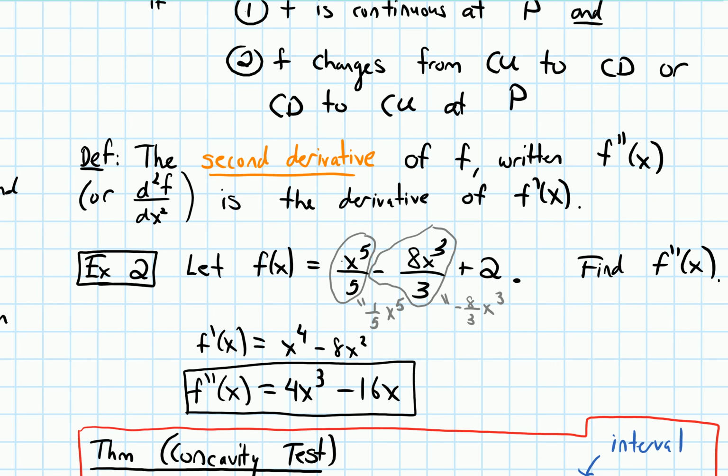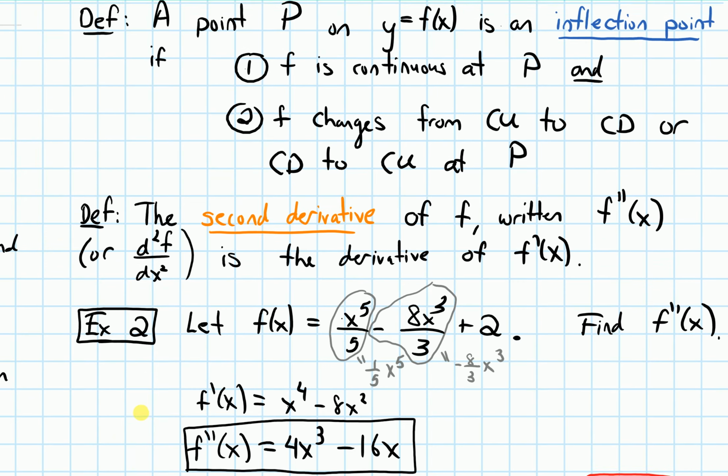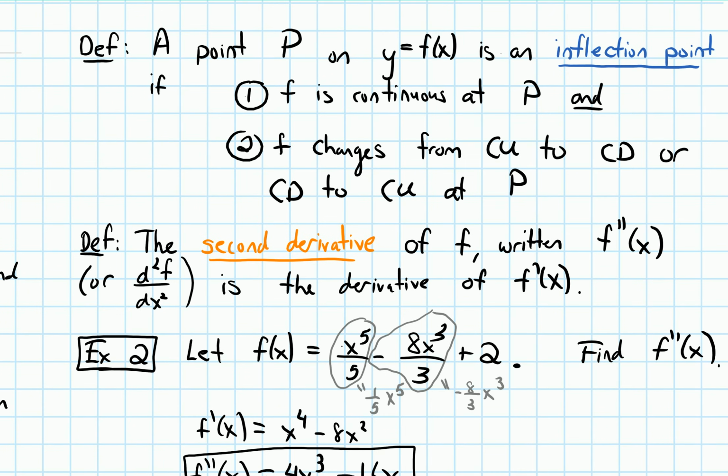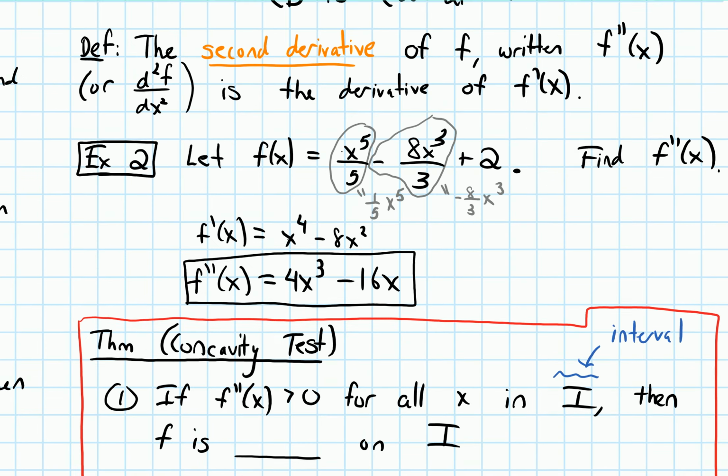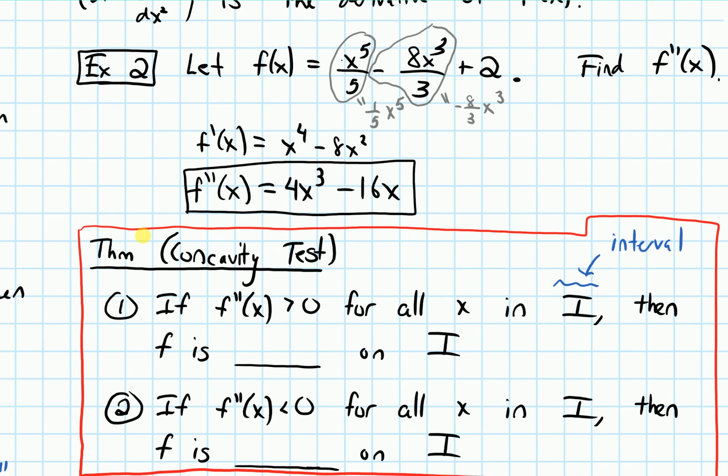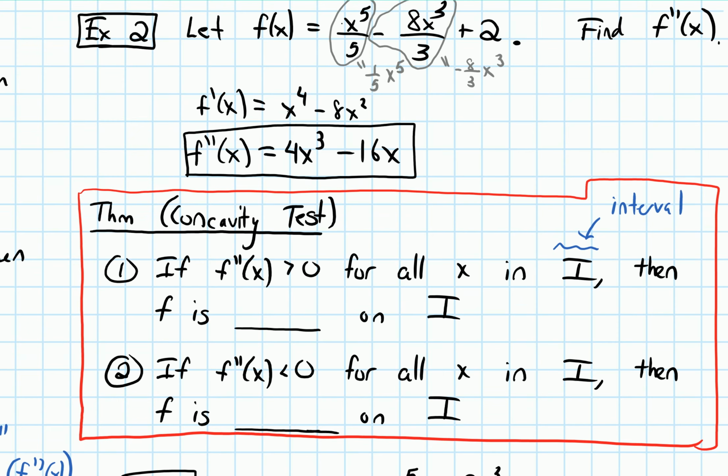Alrighty, so now that we know what the second derivative is, there's an important connection between figuring out when a function is concave up and concave down and the sign of the second derivative. So I'm going to state a key theorem that establishes that connection. I'm going to call this the concavity test, because it's a test that I'll use to determine when a function is concave up and when it is concave down. So there are two parts to it.